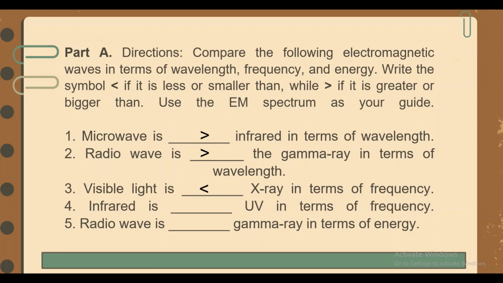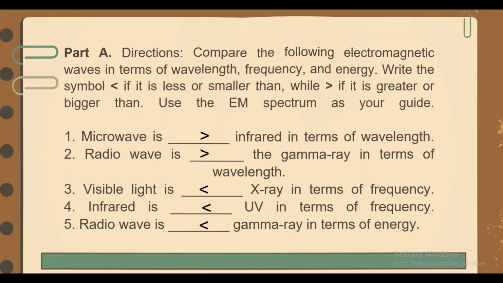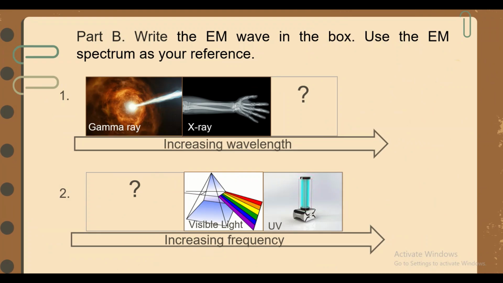And number 4, infrared is less than the UV rays in terms of frequency. And number 5, radio wave is less than gamma ray in terms of energy. How many answers did you get right? Okay, now let's proceed to part B. Part B, write the EM wave in the box.